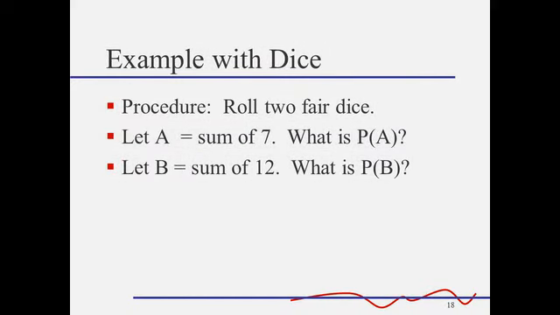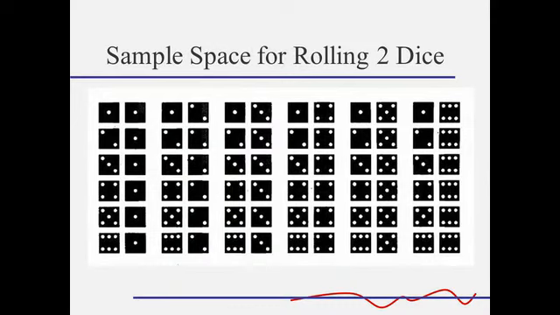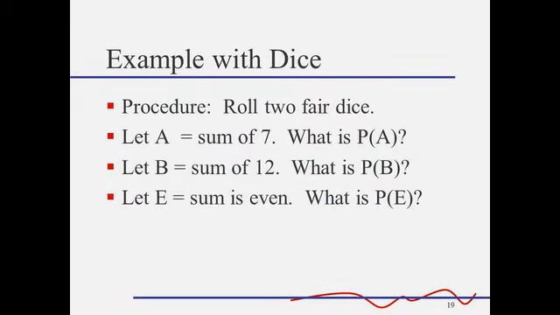What is the probability we get a sum of 12? Let's look at the sample space again. There is only one way to get a sum of 12, so the probability of getting a sum of 12 is 1/36.